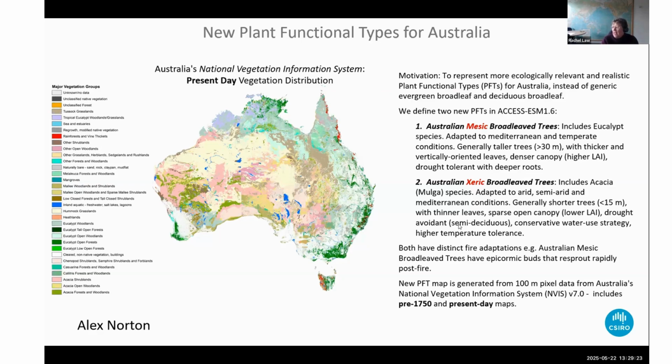with deeper roots. And the other type, the Xeric, is the more acacia or mulga type species, adapted to arid, semi-arid and Mediterranean conditions, generally a bit shorter, so 15 metres, thinner leaves, sparse open canopy, so a lower leaf area index. They'll tend to avoid droughts by being semi-deciduous, conservative water use strategy and higher temperature tolerance, so pretty much our semi-arid ones. And we're working from, Australia has a National Vegetation Information System. It has a present day and a pre-1750 map, so that's what we're using as our baseline.